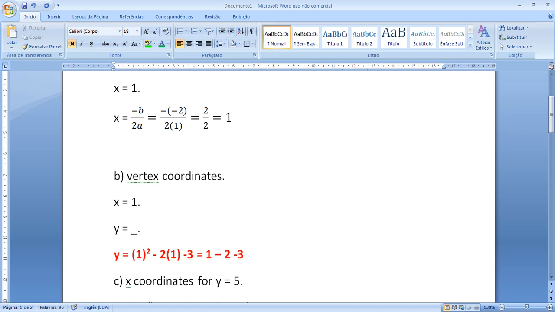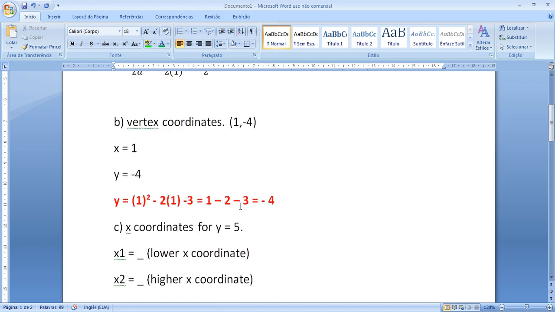The answer here is going to be 1 squared is 1, minus 2 times 1, which is 2, minus 3. And then we're gonna find the answer of 1 minus 2. Here is minus 3, right? No, positive 1 with minus 2 is negative 1. Negative 1 with minus 3 is negative 4. So it is 1 and negative 4. The answer for the vertex coordinates can also be written as 1 comma minus 4.